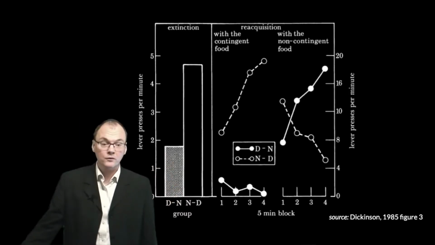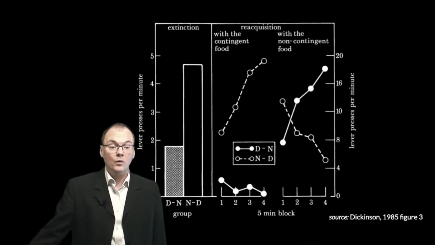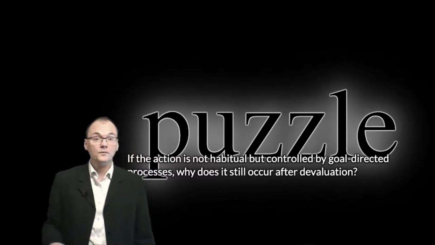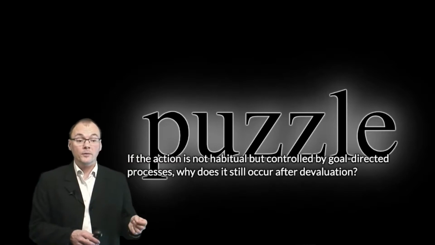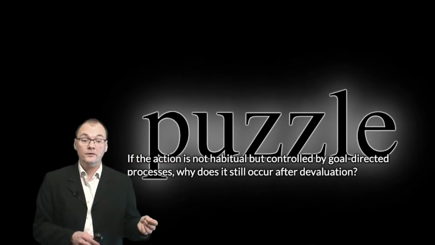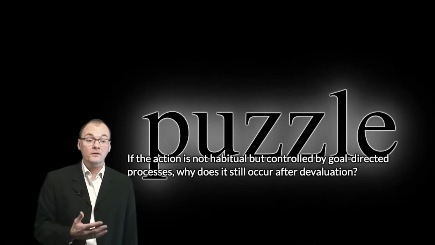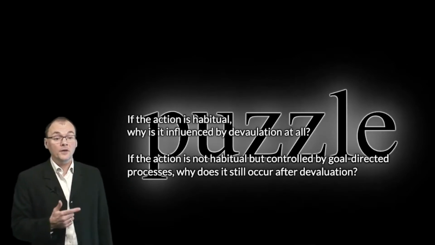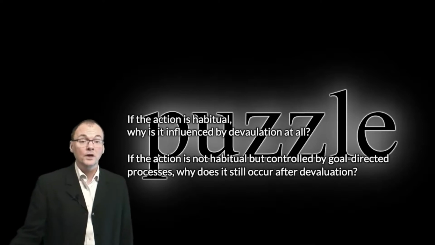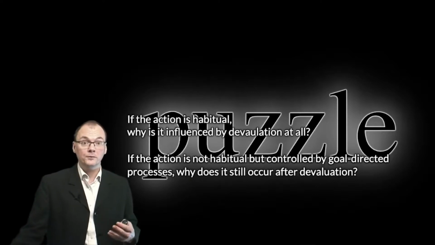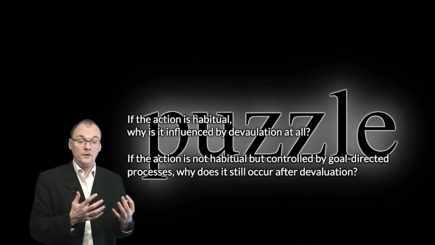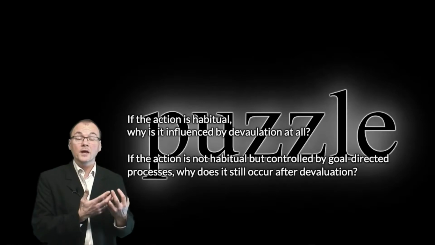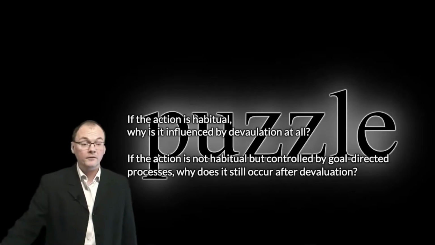Why is there that residual pressing of the lever? Why are they still pressing the lever in the extinction phase? And this is the minor puzzle of my title. If the action is not habitual but controlled by a goal-directed process, why does it still occur after devaluation? If, on the other hand, the action is habitual, why would it be influenced by devaluation at all? So you can see why this is a puzzle. Neither of these ideas seems satisfactory. Neither of the hypotheses, as I've presented them, is properly supported by the findings.